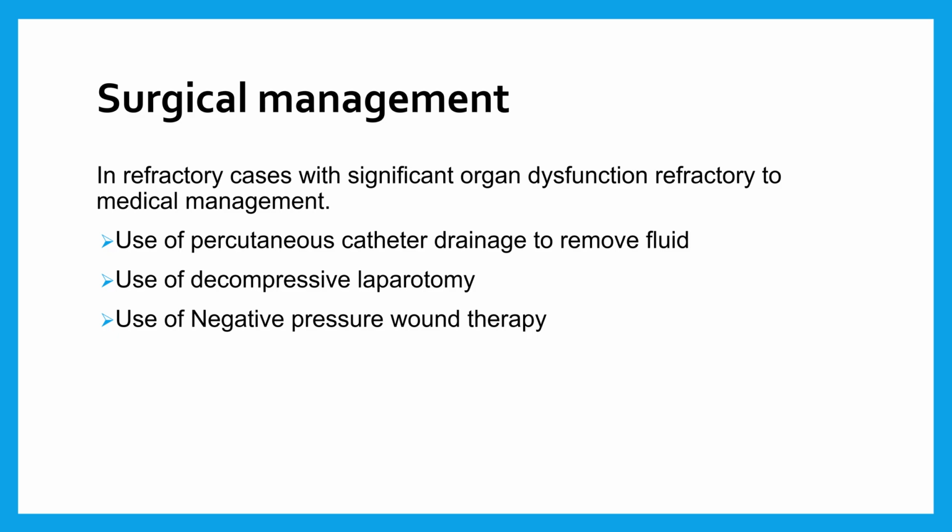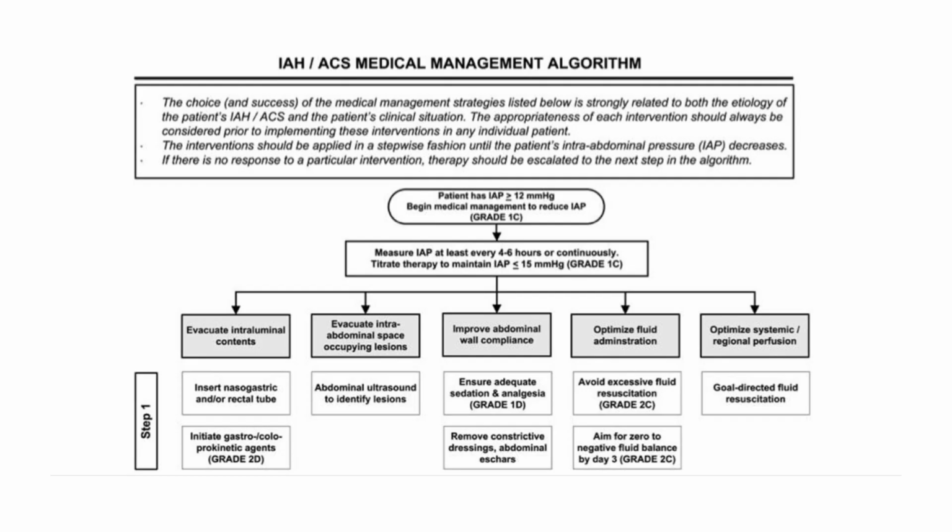Then if the medical management is stuck and the patient is deteriorating with more organ dysfunction, we have to think about surgical management. First, sometimes if we cannot do the percutaneous catheter drainage of the fluid, the surgical team will do it, use a decompressive laparotomy if we have to, and if we have an abdominal wound, use negative pressure wound therapy. This will be in agreement with the surgical team, of course.